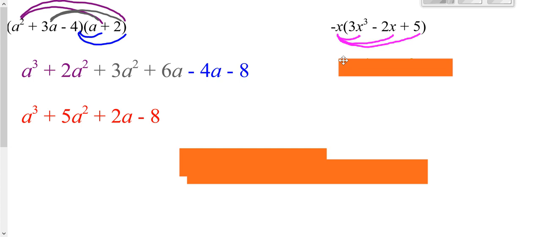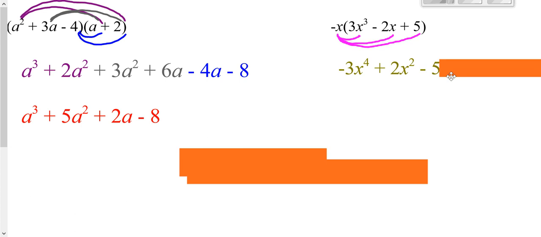Here, distribute through. Negative x times your next term is this, negative x times that last term. No like terms, you have all your variables or terms have different exponents, so that's it.